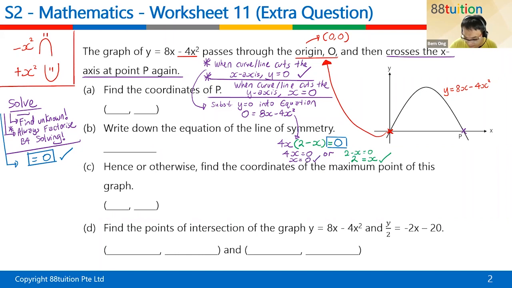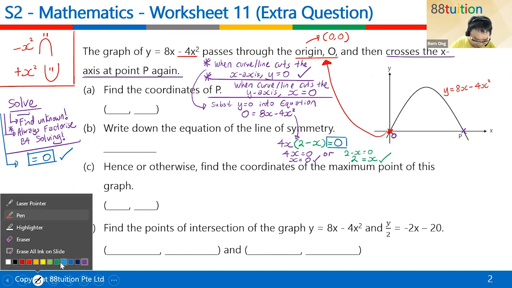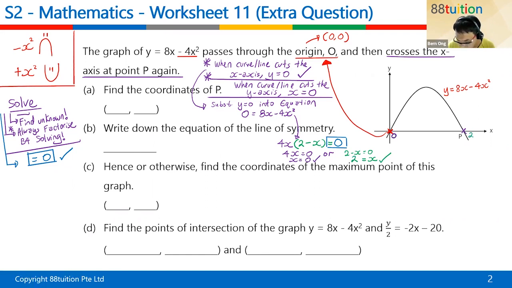So can you see that you got 2 answers? And children, where are these 2 answers? These 2 answers are actually here. This is actually a 0, the purple 0. And down here is actually the green. This is a 2. That means the coordinate of P is 2, 0. Can you see that? That's the answer.